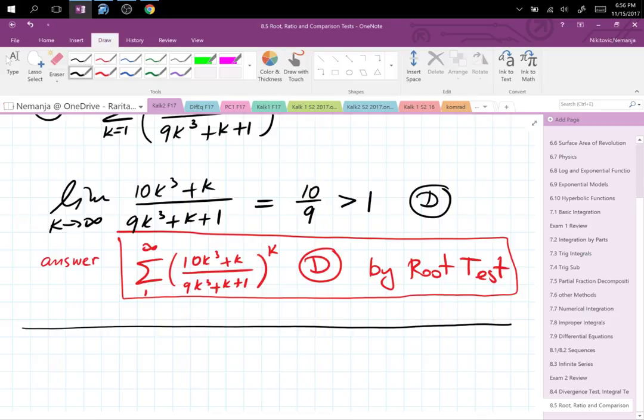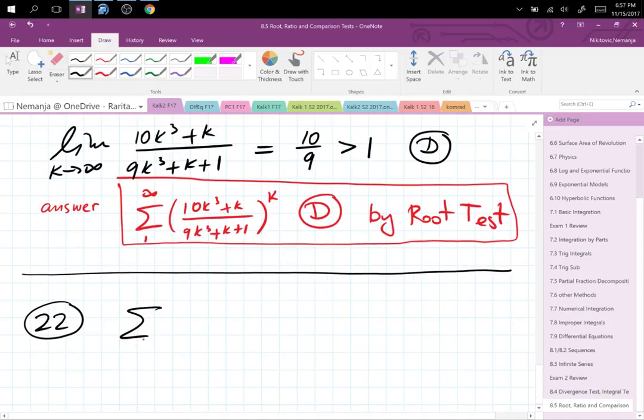Now the next problem, how about 22? It says, summation 1 to infinity of (1 plus 3 over k) to the k squared.